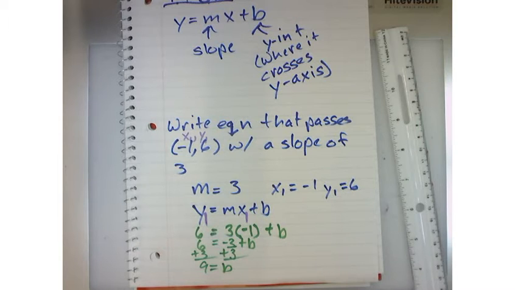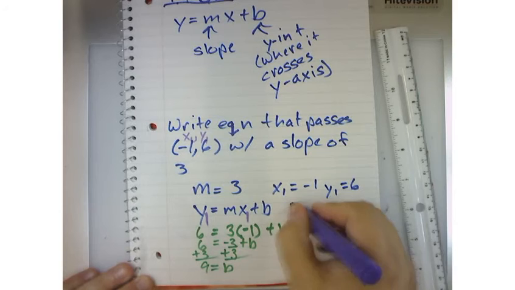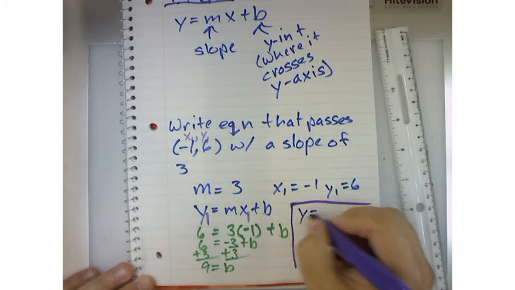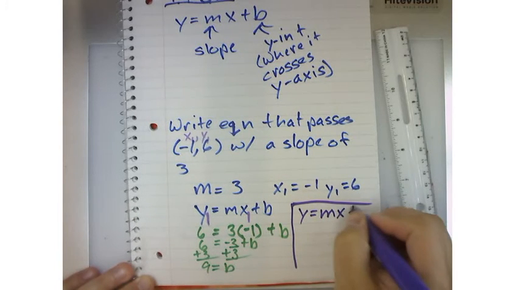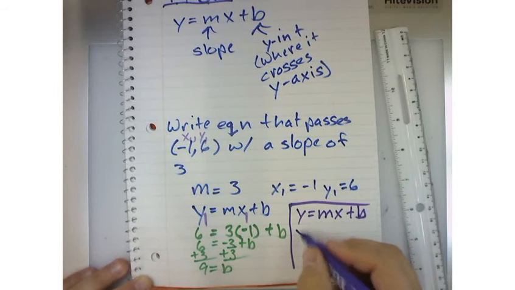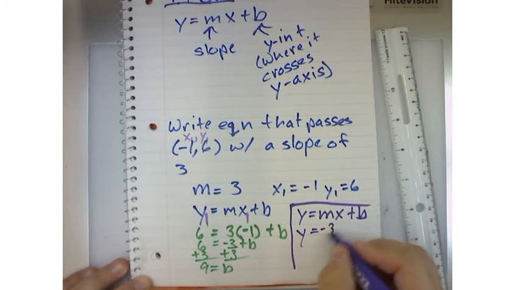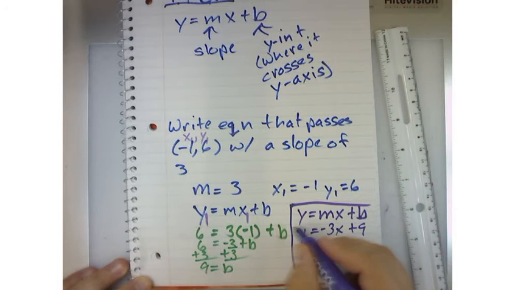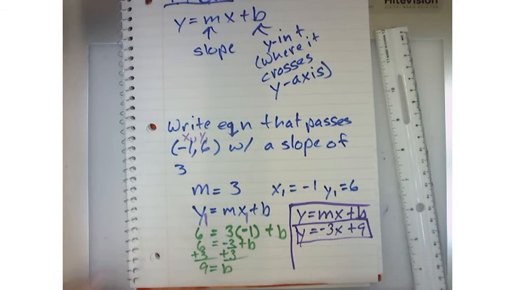Now if that's the case, what's my equation of the line in slope-intercept form? Yeah, so we just say y equals mx plus b. Now that we know what m and b are, it's y equals -3x plus 9. So technically this is the answer they're looking for. Does that make sense? Any questions?